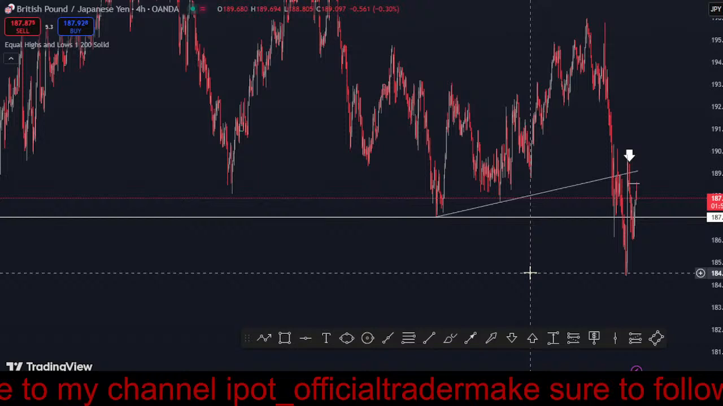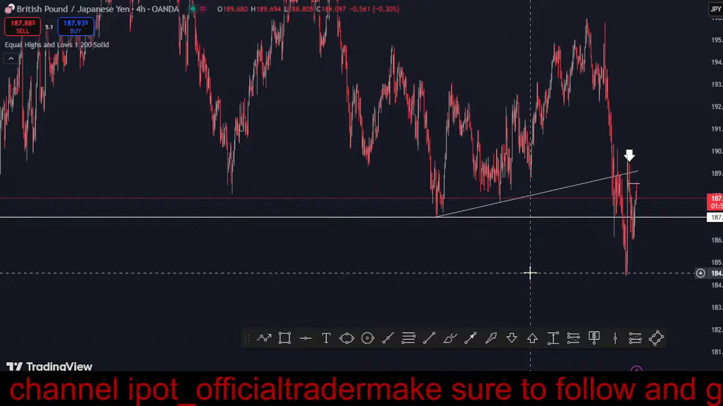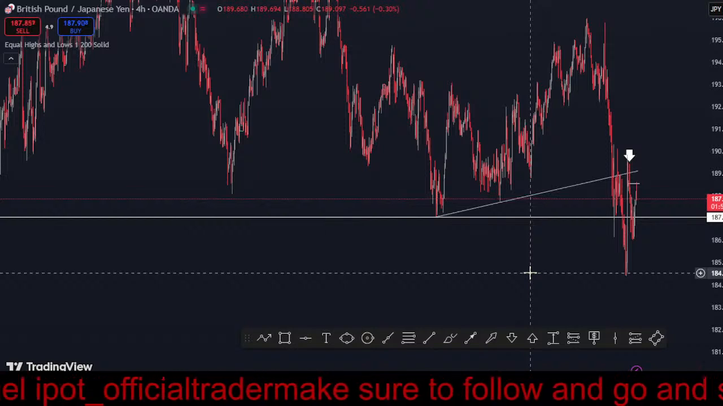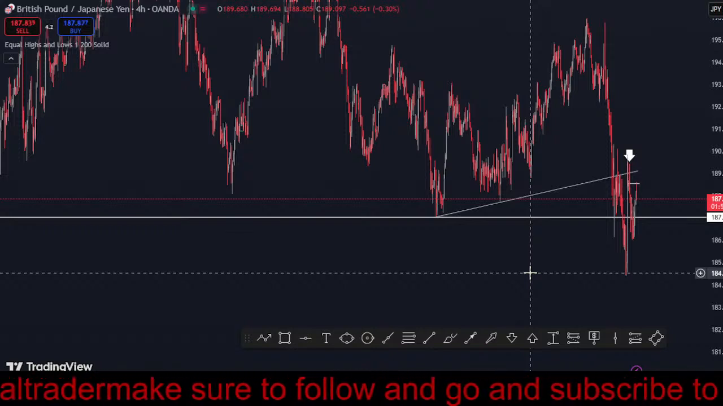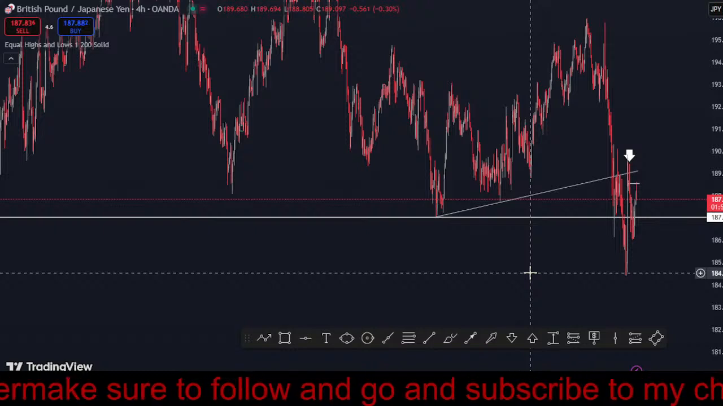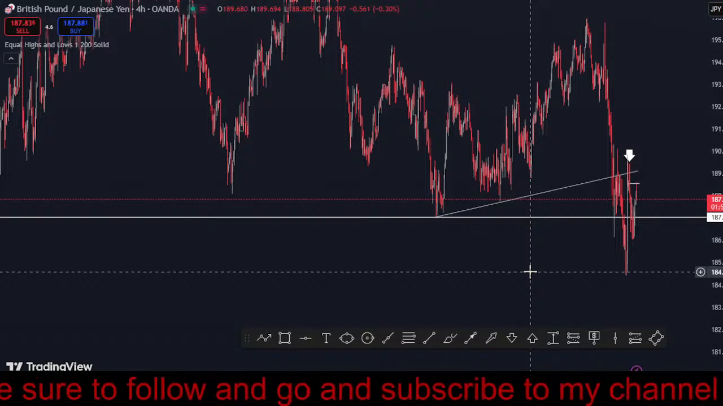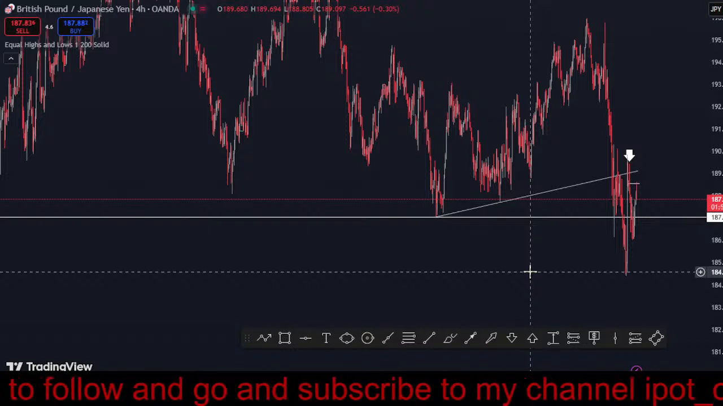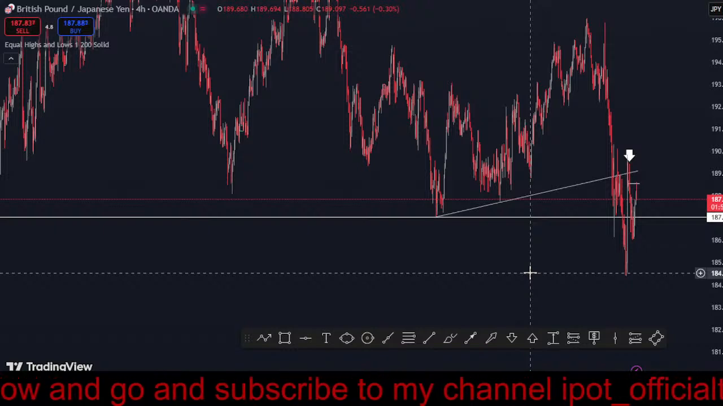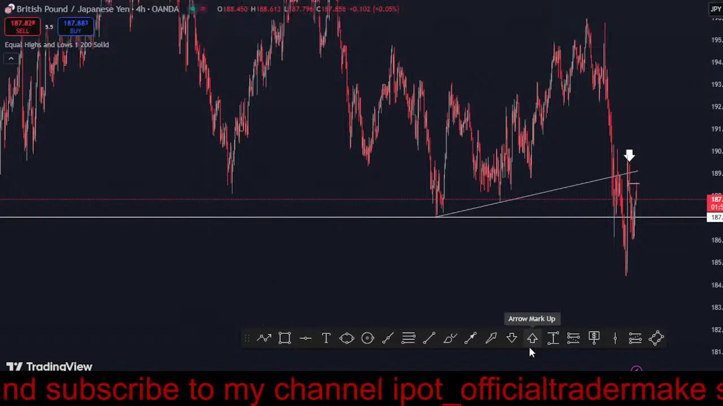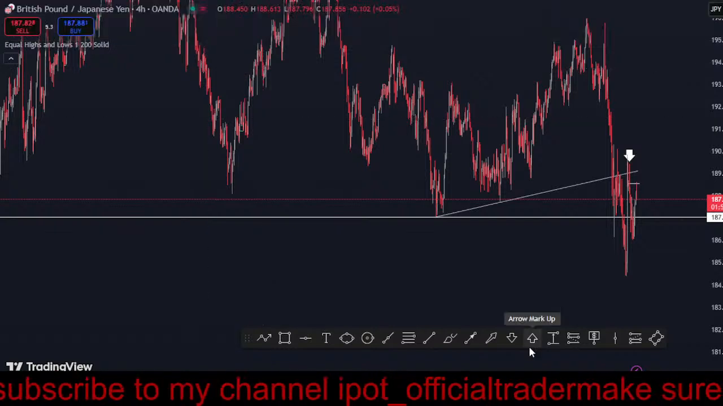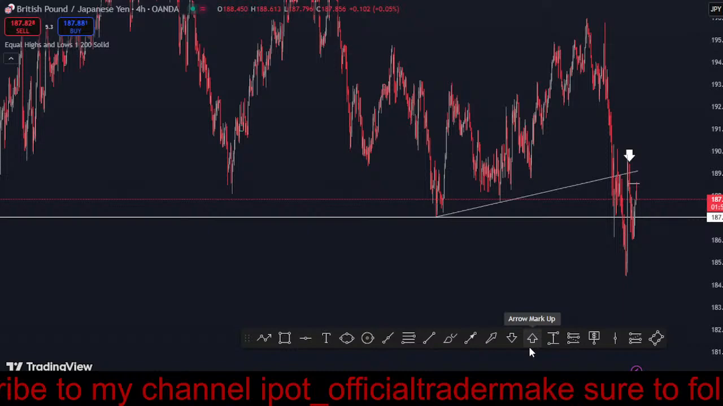So right now I'm going to be focusing on GBPJPY. Main reason why I want to focus on GBPJPY this morning is because currently we are in agent session.